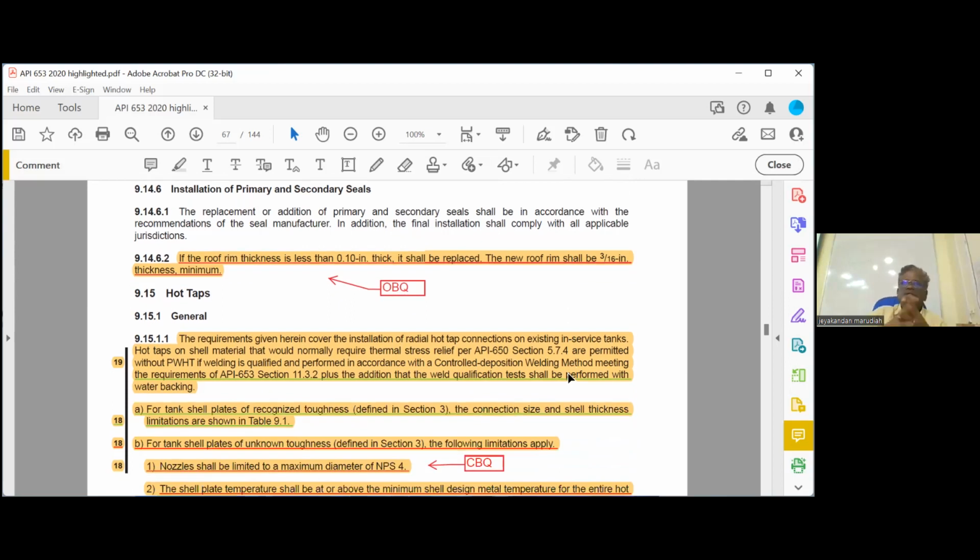Hot taps. Now, generally there will be two questions on hot tap. We'll complete it. We will take only 10 minutes for hot tap. What is meant by hot tap? Hot tap means installing a nozzle on a shell when it is in service. How will we install a nozzle on an in-service tank? See, suppose I have a tank here.